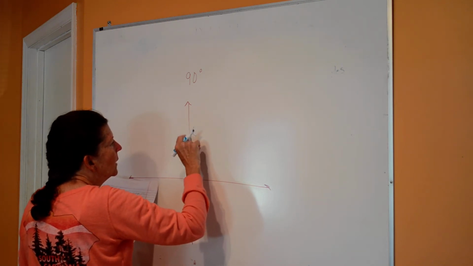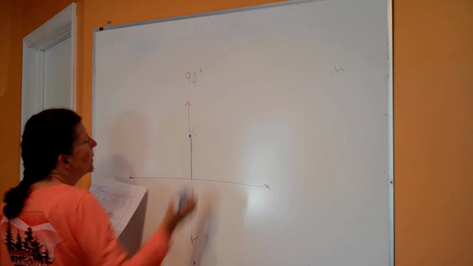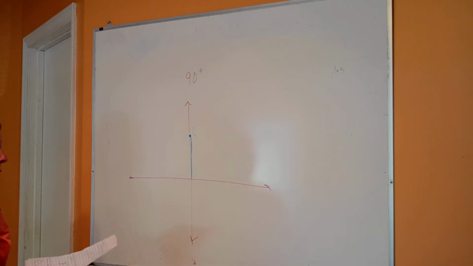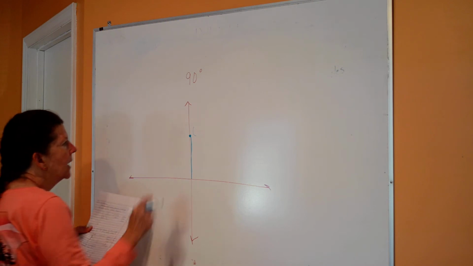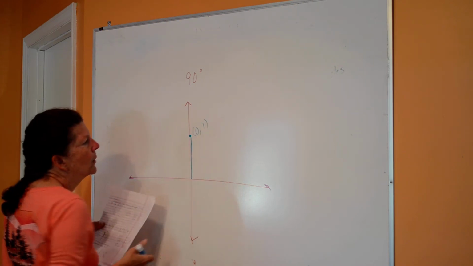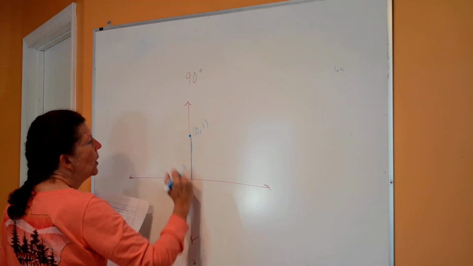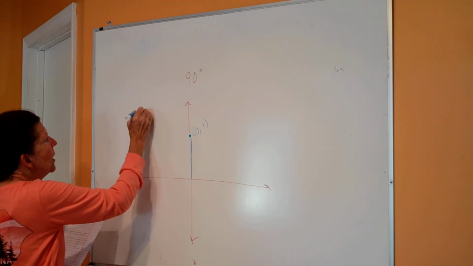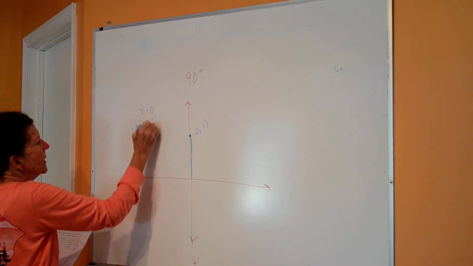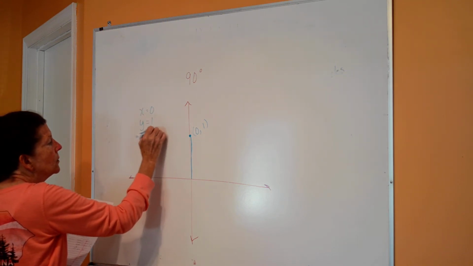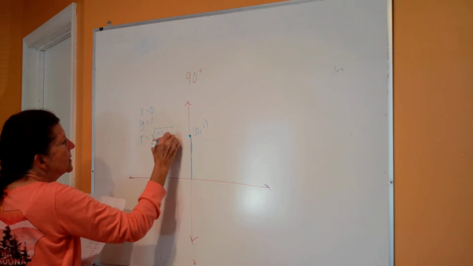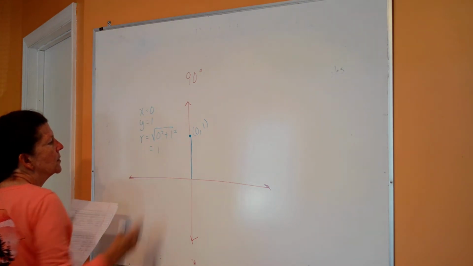And it's going to go, like if I do just go up 1. So I'm always going to go over 1 and so forth when I just have degrees. So let's say I've got 90 degrees. That's 0, 1, that point up there. Okay, I go over 0 and up 1. So I know x is equal to 0, y is equal to 1, r is equal to the square root of this squared plus that squared, so r is equal to 1.